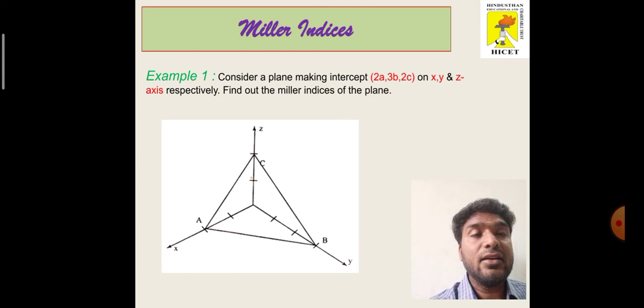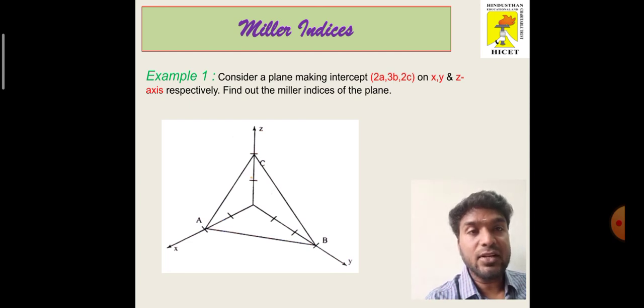Consider a plane making intercepts 2a, 3b and 2c on the x, y and z axes respectively. So please imagine a plane intercepting along 2a along the x-axis, 3b along the y-axis and 2c along the z-axis. Find out the Miller indices of the plane. So we have to find out the Miller indices. So please look at the diagram. I have drawn the diagram.